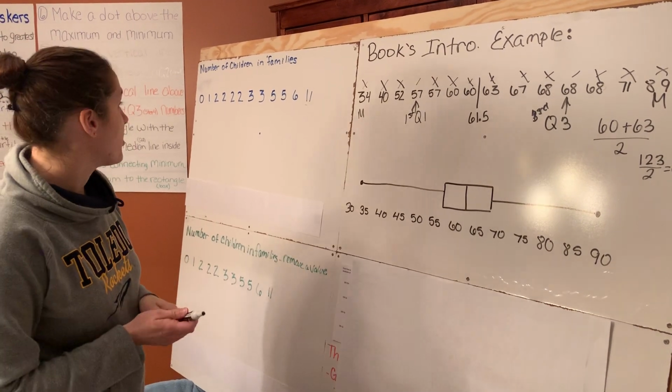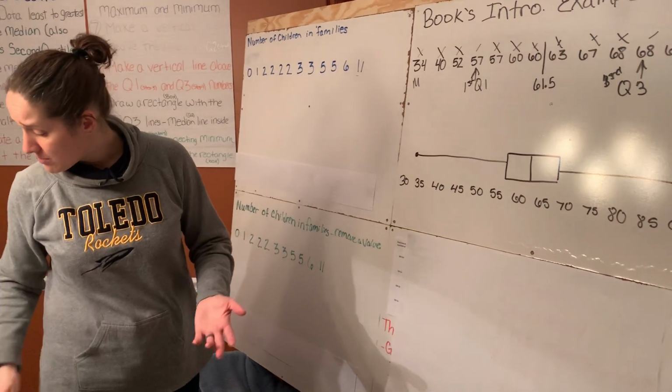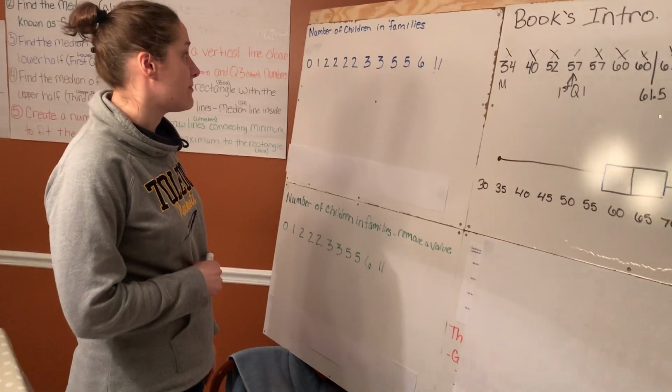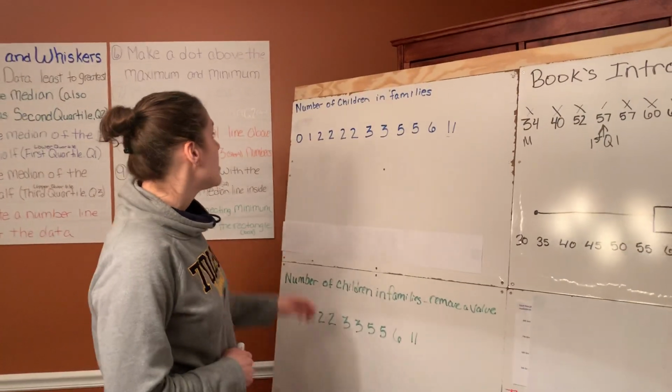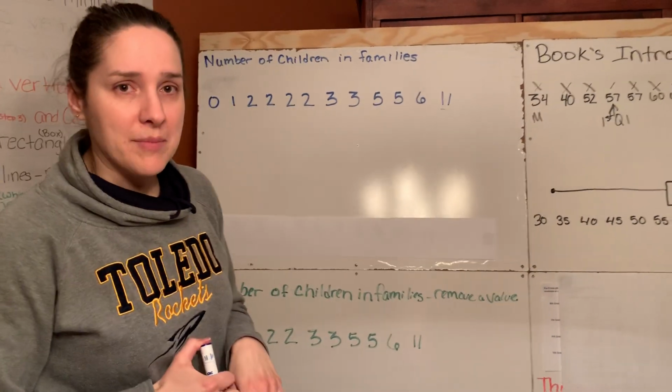But again, I encourage you to draw these out on your paper, find them along with me, pause whenever I'm going too fast for you because I already have a lot of this information done, okay? So this is some real data that I collected. These are number of children in families.